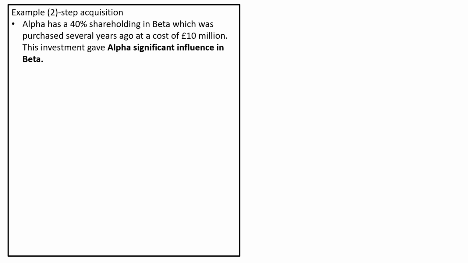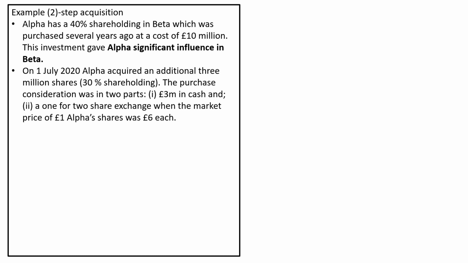Example 2 is another example of step acquisition. Alpha has a 40% shareholding in Beta, which was purchased several years ago at a cost of 10 million. This investment gave Alpha significant influence in Beta. On 1st of July 2020, Alpha acquired an additional 3 million shares, equivalent to 30% shareholding. The purchase consideration was in two parts: 3 million in cash and a 1-for-2 share exchange when the market price of £1 Alpha shares was £6 each.